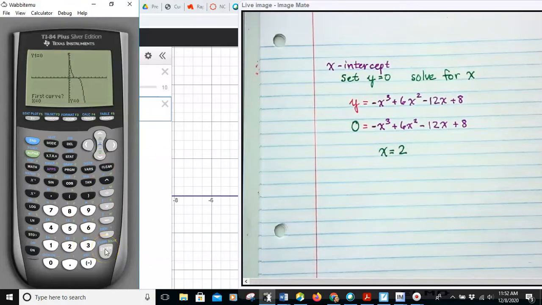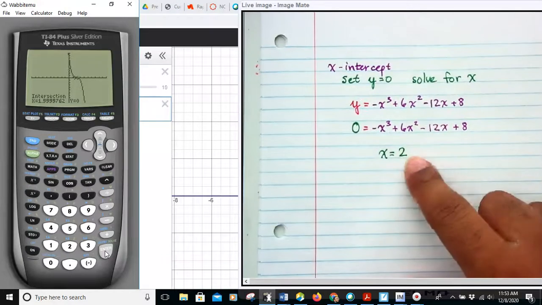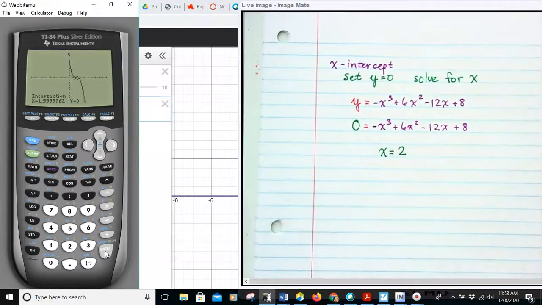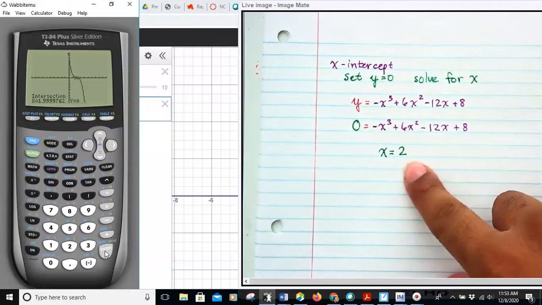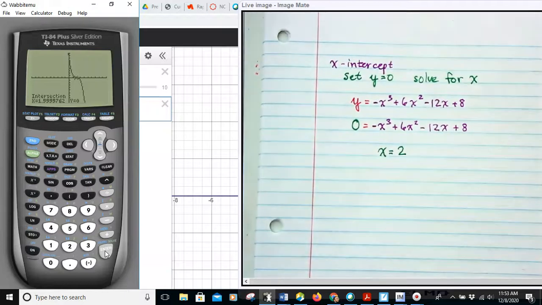So we know one curve is at y equals 0. Hit enter there. The other one is the actual cubic function. Hit enter there. And then we hit enter one more time. So we hit enter 3 times. And you get about 1.999999762. Again, that rounds up to 2. So your answer still is 2. All right, so we found our y-intercept was 8, and our x-intercept is 2.